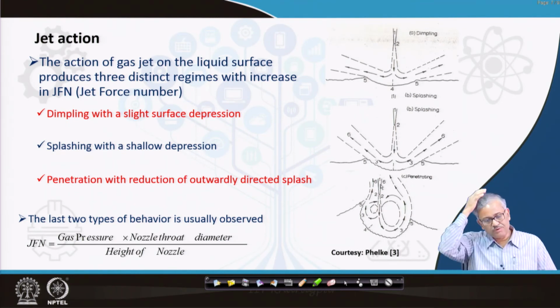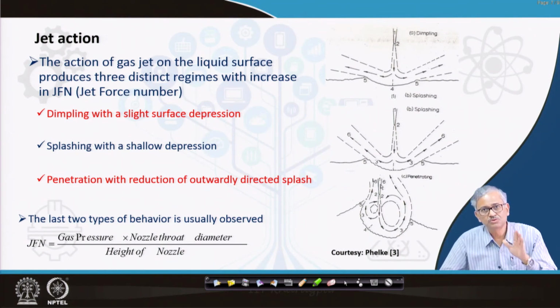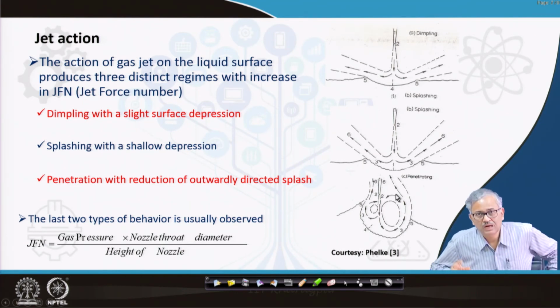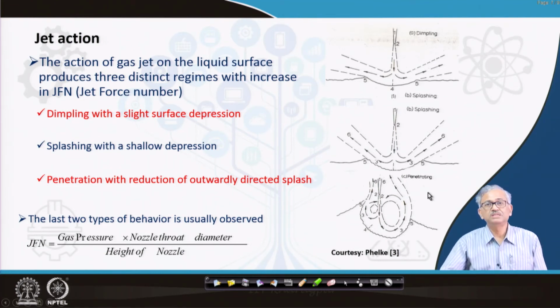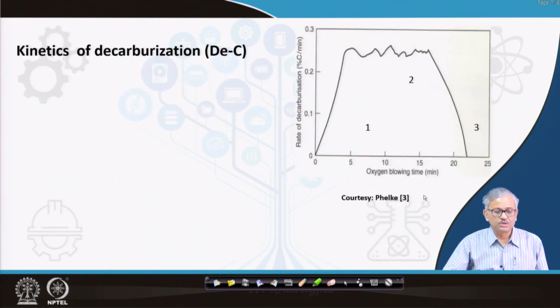Anyway, all these things I will discuss. So soft blowing is good for treating a very high phosphorus steel sometimes, because initially you need to build up the FeO in the slag. Okay, that is called the soft blow. Now let us come to the kinetics of decarburization. This is very important. You can see the rate of decarburization, that is the percentage of carbon per minute, against the oxygen blowing time, and you can see the curve is like this.